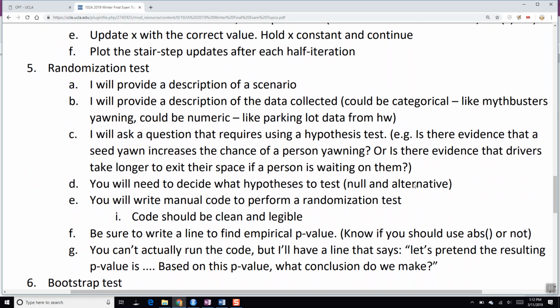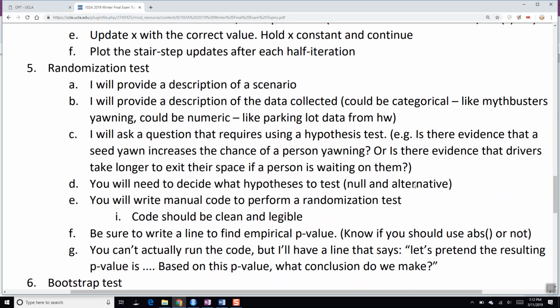And then I'll have some kind of question that requires a hypothesis test, such as, is there evidence that a seed yawn increases the chance of a person yawning, or is there evidence that drivers take longer to exit their space if a person's waiting on them? Based on that description, you'll need to decide what kind of hypotheses to use, whether it's a one-sided or two-sided hypothesis test.